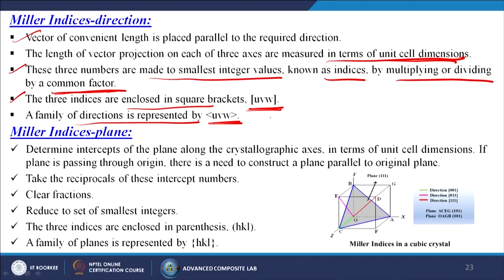Now we are going to discuss the Miller indices for planes. So determine the intercepts of the plane along the crystallographic axes in terms of unit cell dimensions. If the plane is passing through the origin, there is a need to construct a plane parallel to the original plane. So first you are making a plane so that it does not pass through the origin itself. Now take the reciprocals of these intercept numbers, clear fractions, and reduce to the set of smallest integers. The 3 indices are enclosed in parentheses, like H K L. A family of planes is represented by curly brackets, that is {H K L}.